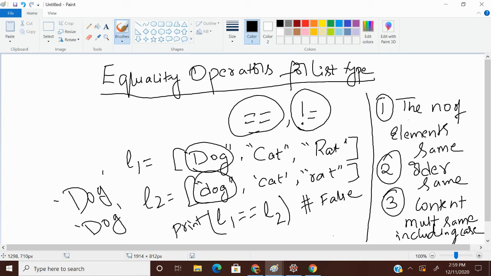This is about the equality operator. In the equality operator, the number of elements must be same, the order of elements must be same, the content must be same, including the case. These are three important points to remember.